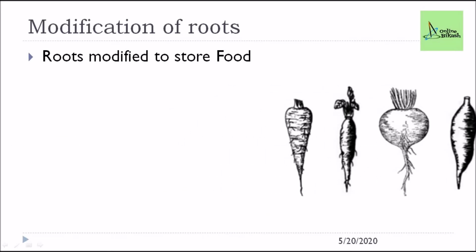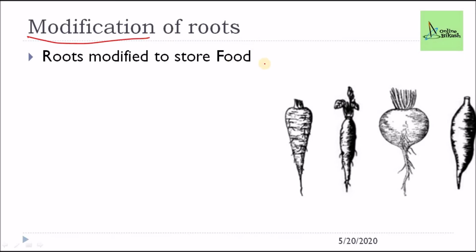Now, modification of roots. Modification means what? Now you say in the tree, what are the primary functions of roots? I discussed. They will anchor the plant and they will absorb water and minerals from the soil. Besides these functions, in some plants the roots modify themselves to store food.